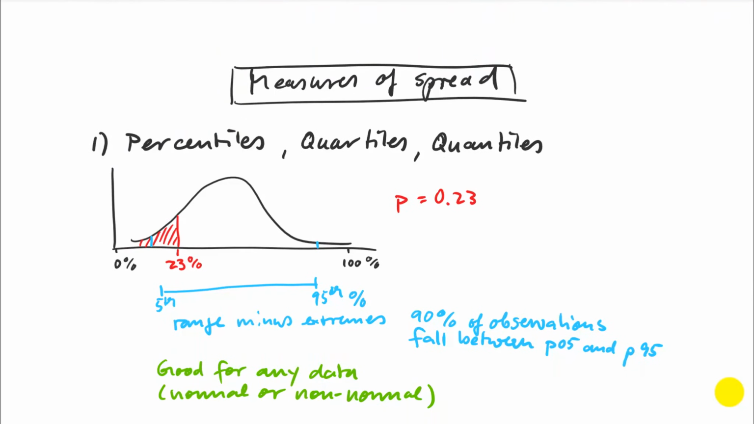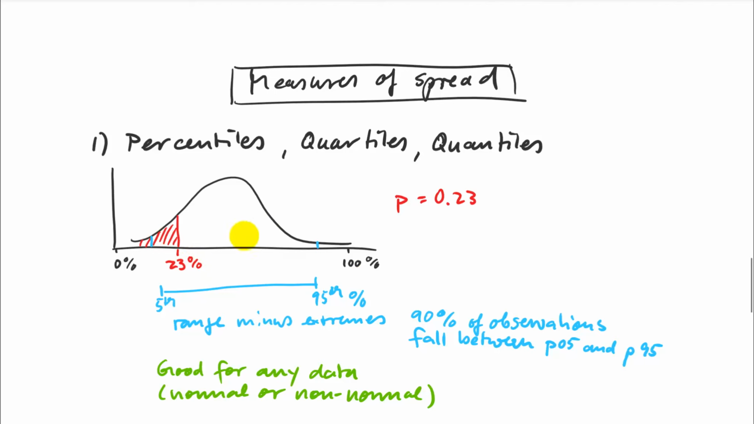Now, moving on to measures of spread. We already covered percentiles, quartiles, and quantiles. Percentile simply means the percentage of observations counted out through your distribution. So for example, the first 23% would be this shaded area here. That would be your 23rd percentile of observation. So you can calculate that for any number that you like.